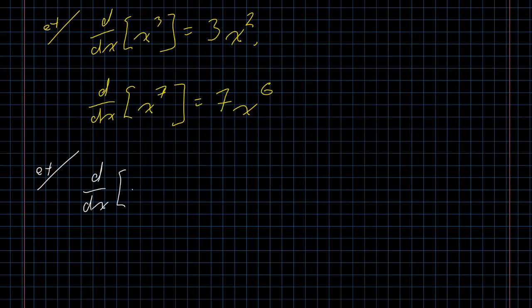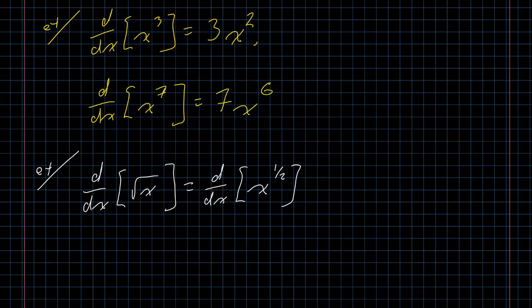If I want to take the derivative of the square root of x, well, the square root of x is the same thing as x to the 1/2 power. And so I can use the power rule with n equal to 1/2. I will get 1/2 times x to the 1/2 minus 1, which is negative 1/2 power. And then playing around with properties of exponents, I can write that as 1 over 2 times the square root of x.